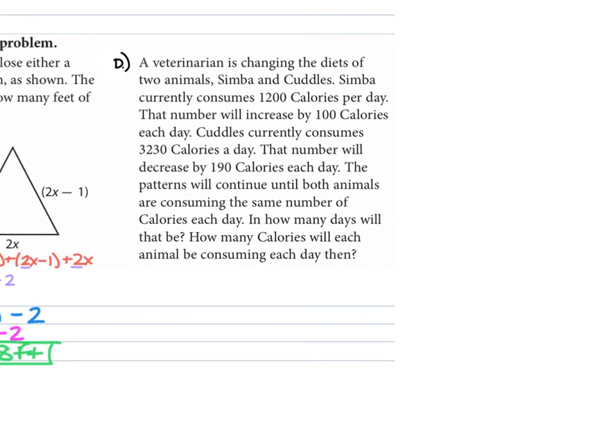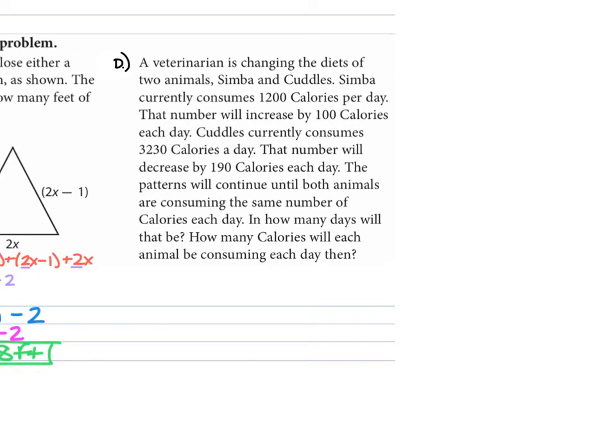For D, the veterinarian is changing the diets of 2 animals, Simba and Cuddles. Simba currently consumes 1,200 calories per day. That number will increase by 100 calories each day, so that's 1,200 plus 100. Cuddles currently consumes 3,230 calories a day, and that number will decrease by 190, so it's 3,230 minus 190. The patterns will continue until both animals are consuming the same number of calories each day. How many days will that be? How many calories will each animal be consuming each day then?